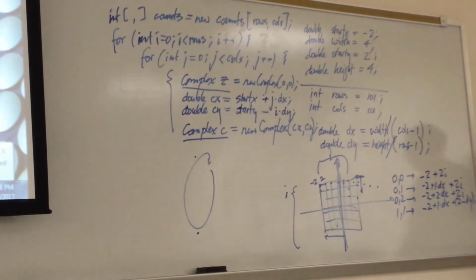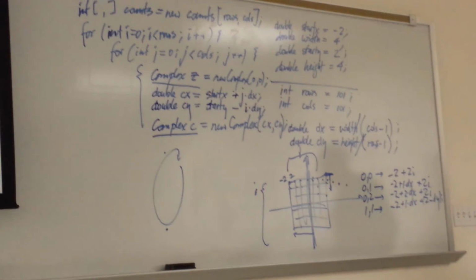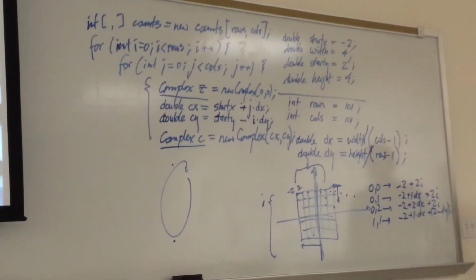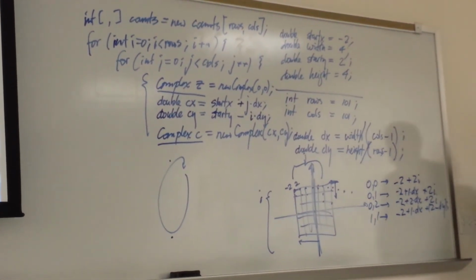How does the image change if you increase max iterations?